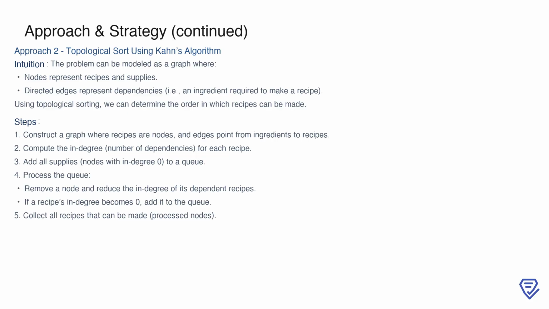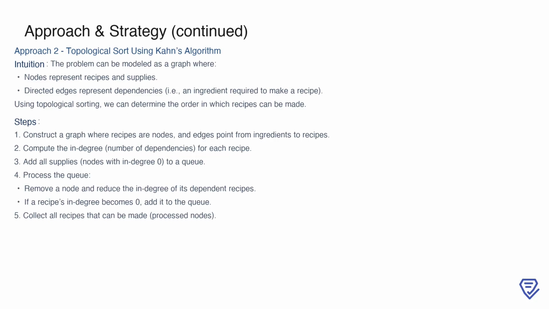Using this structure, we can determine the order in which recipes can be prepared. The process begins by constructing the graph and calculating the in-degree for each node, which represents the number of dependencies for each recipe. Next, all supplies, which naturally have an in-degree of 0, are added to a queue. As we process the nodes in the queue, we reduce the in-degree of their dependent recipes.